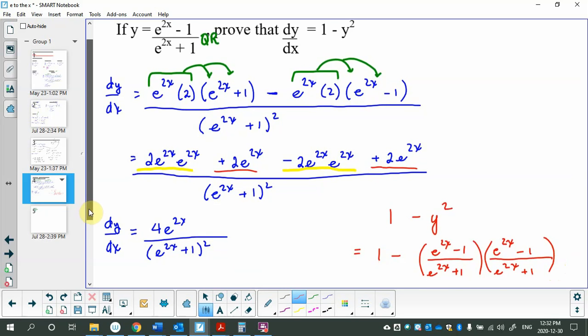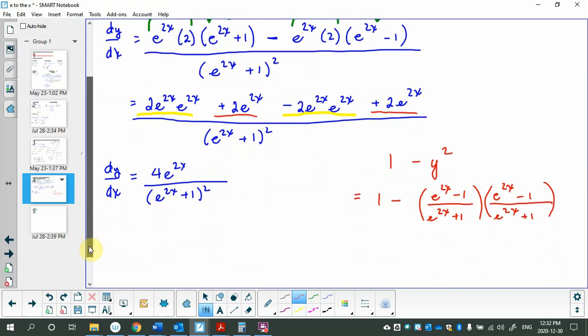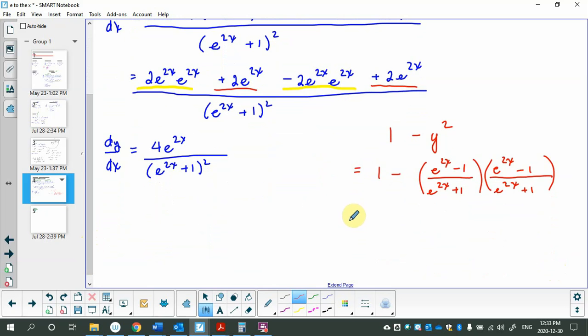Now, you do have to be aware of things where you can cut down on your work. For instance, I am going to leave this as e to the 2x plus 1 squared, because that's what's sitting here. Now, that can be multiplied out eventually, but I don't need to right now. Let's focus on multiplying out the top.